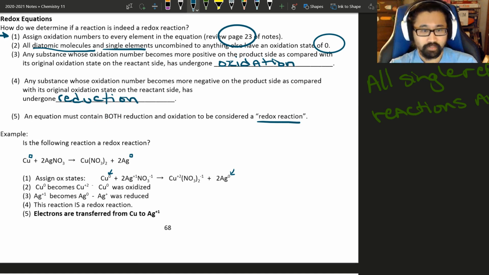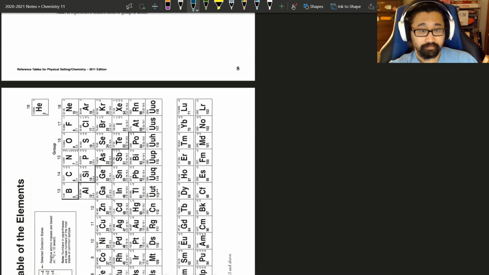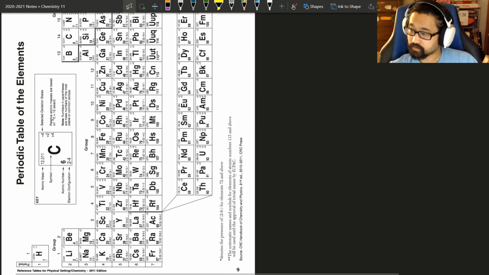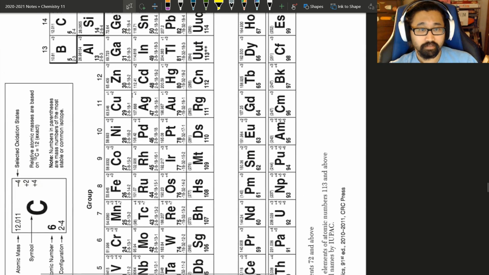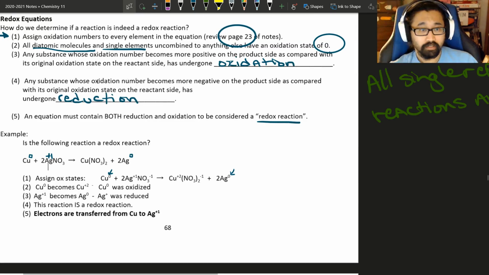There we go. The silver, right here, has a charge of +1. And the reason for that is if I look at silver, its charge here in the top corner is +1. I know it's a smidge hard to read, but there it is. +1 in that top corner. So, Ag has a charge of +1.